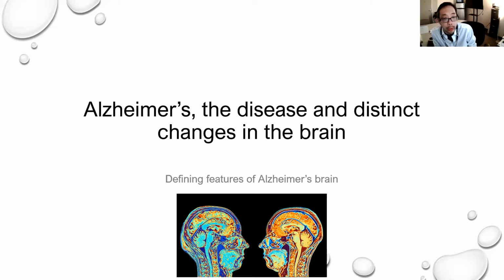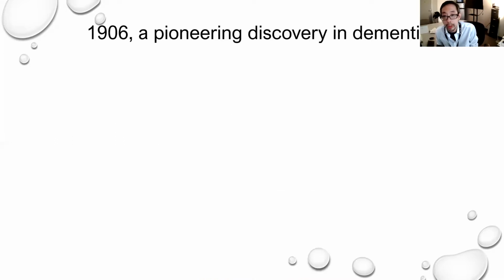It's devastating to the patient itself. It's also devastating to their families, and basically with the aging population that's going to bloom, it's going to have a huge impact on society. So it's important for us to understand the disease itself, and how do we distinguish Alzheimer's dementia from other dementia-like disorders.